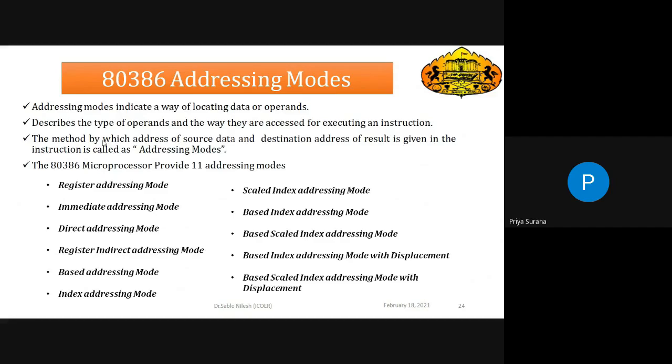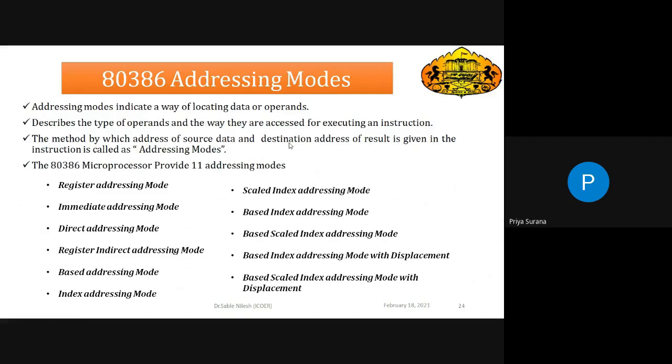The method by which the address of source data and the destination address of the result are given in the instruction is called the addressing mode. Mostly two types of operands are required, the source operand and the destination operand. So the method by which the address of source data and destination of the result is given in the instruction is called addressing mode.